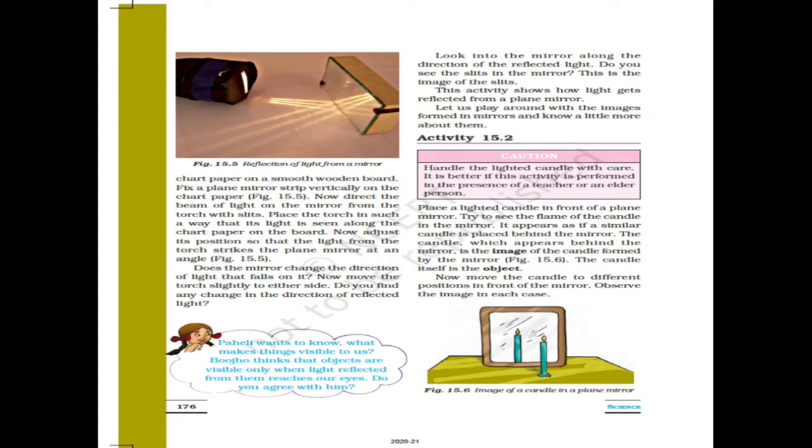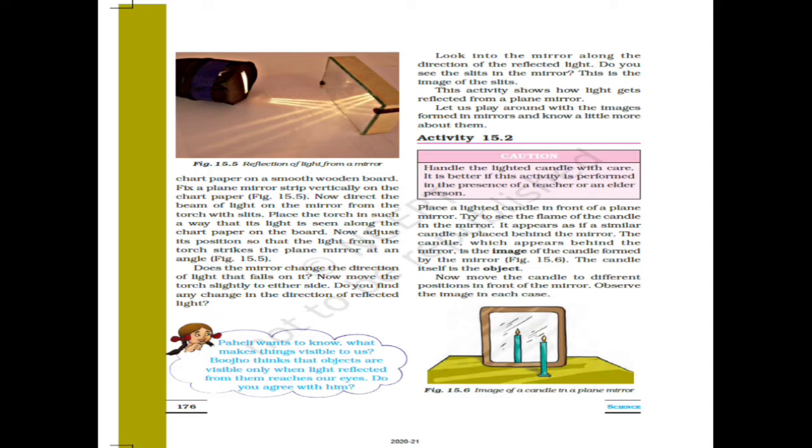Now move the torch slightly to either side. Do you find any change in the direction of reflected light? Look into the mirror along the direction of reflected light. Do you see the slits in the mirror? This is the image of slits. This activity shows how light gets reflected from a plane mirror.